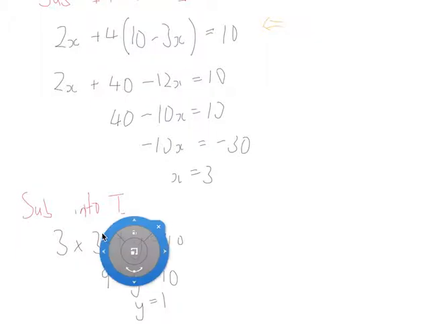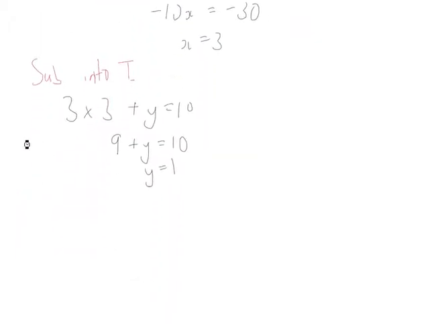And then at the end, make sure my solution is nice and clear for the marker. Solution is 3, 1. Okay, so that's my solution, nice and clear there. I could also write it as x equals 3, y equals 1, which would work as well. So that's that question done using the substitution method.